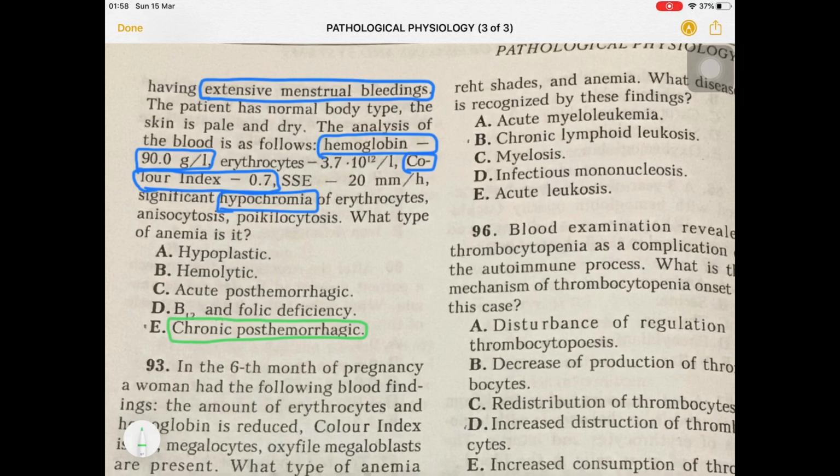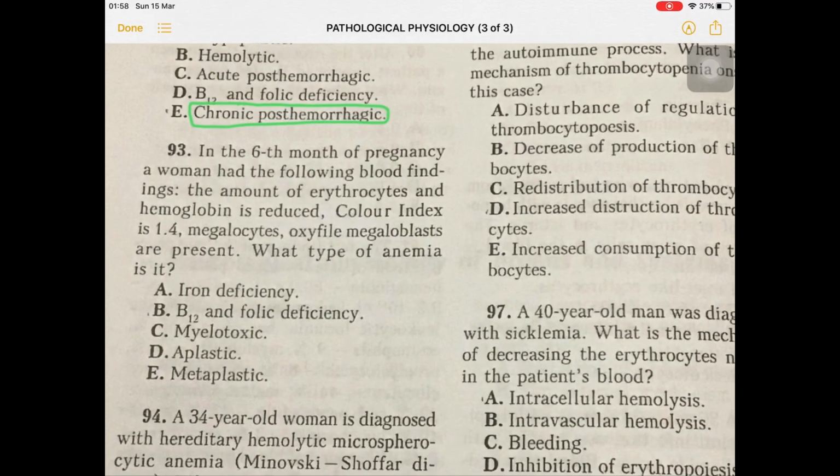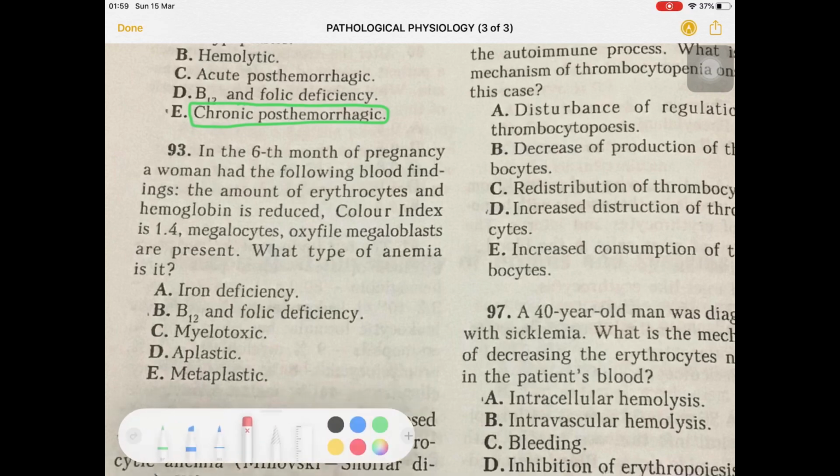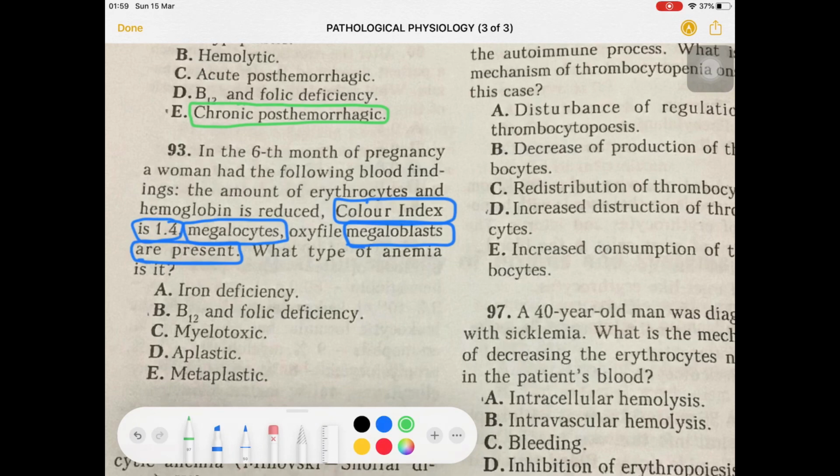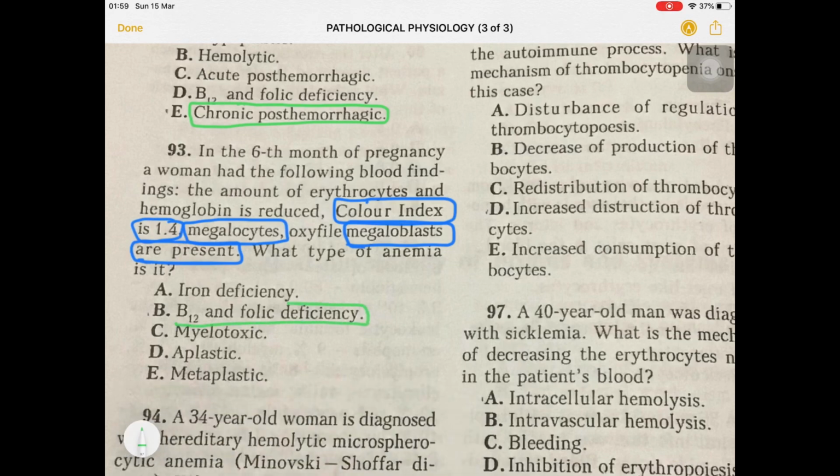Okay guys, let's move further. Question number 93. Again the question is quite easy. They are talking about the color index, which is given as 1.4, and it is megaloblastic anemia, and you can see megaloblasts are present. The question is quite clear, so we can answer very confidently: that is the B12 and folic acid deficiency, right?